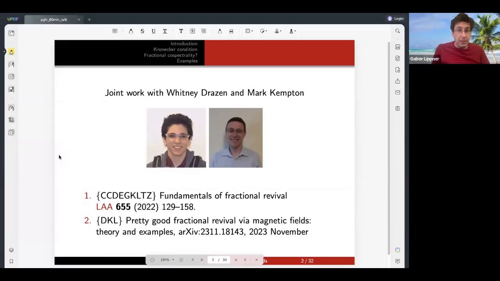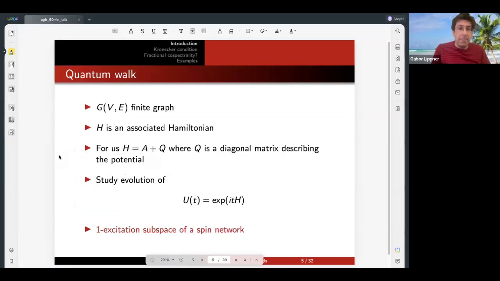All right, so what am I going to talk about? We are studying the quantum walk, as is customary. So we fix a finite graph and an associated Hamiltonian matrix, which we're going to take as just the adjacency matrix of the graph, and then add some diagonal matrix to it, which describes this magnetic field in the physical setting. But throughout the way we wrote the paper, there's really no graph.